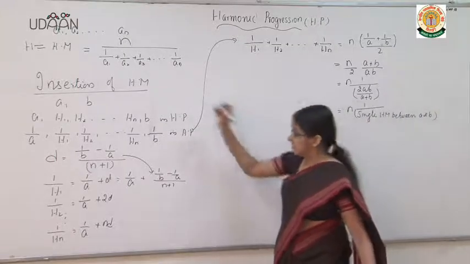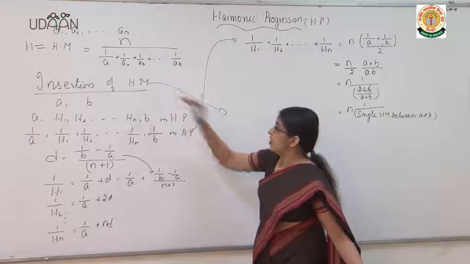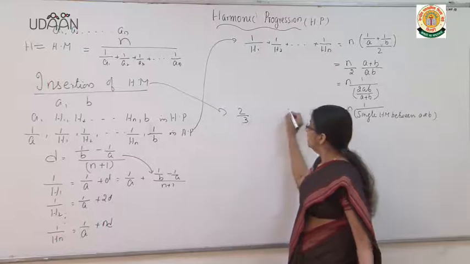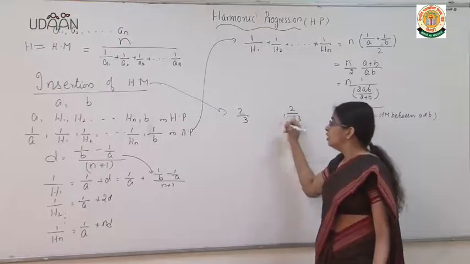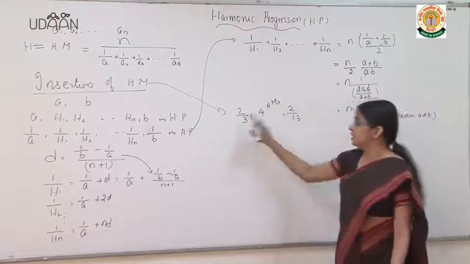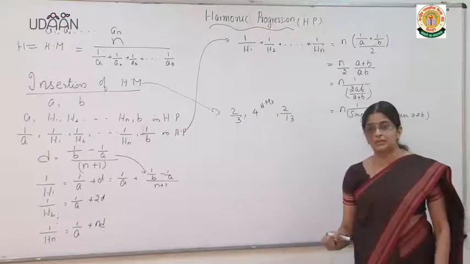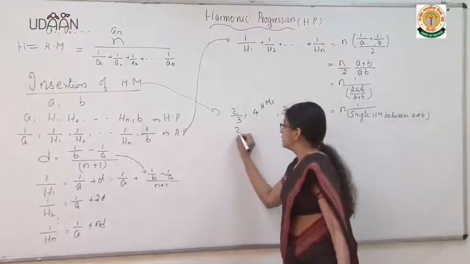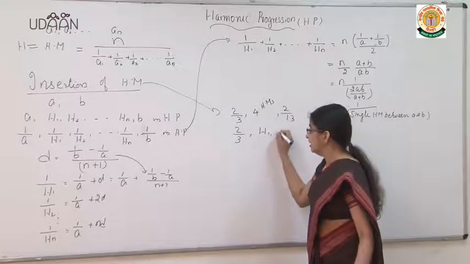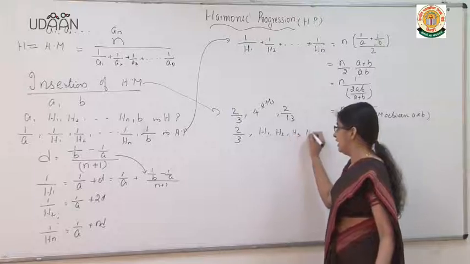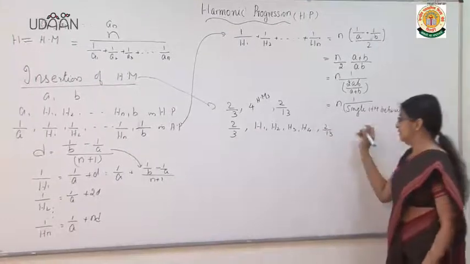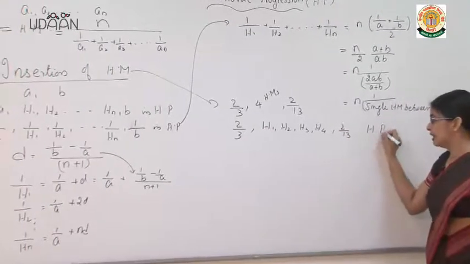Let us discuss a simple question of this topic, insertion of harmonic mean. Suppose you are given two numbers 2 by 3 and 2 by 13. You have to insert 4 harmonic means between these two numbers 2 by 3 and 2 by 13. Let's see how to do it. The numbers given 2 by 3 and 4 harmonic means, let us take H1, H2, H3, H4, then the number 2 by 13. Together these, they form a harmonic progression.